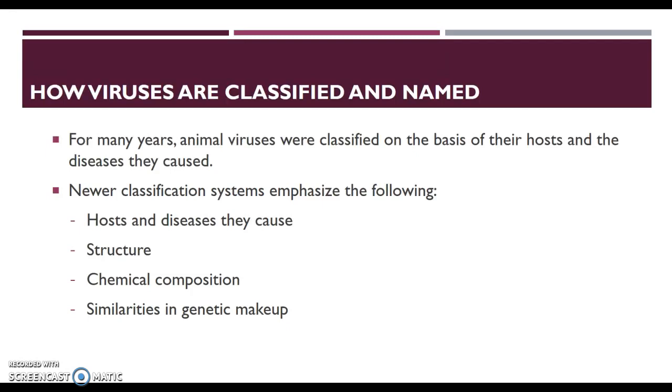So we still use hosts and the diseases that they cause, but we also classify viruses based on their structure, and we're going to talk more about the external and internal structure of viruses, also their chemical composition and similarities in genetic makeup. So we're going to talk about how some viruses have DNA as their genetic material while others have RNA, and how that impacts their function and how they infect cells.